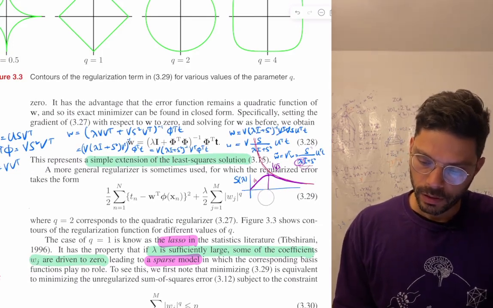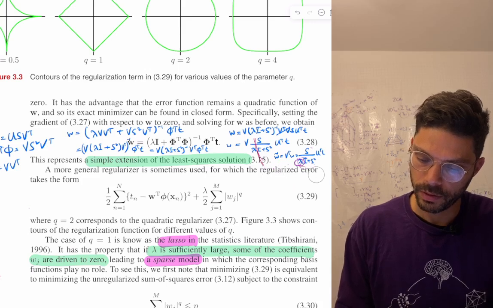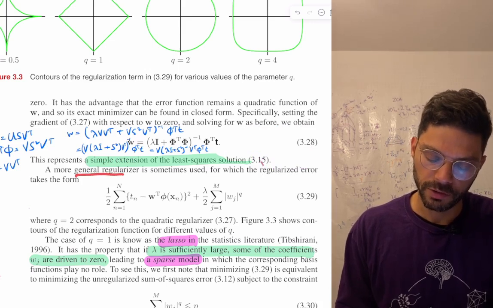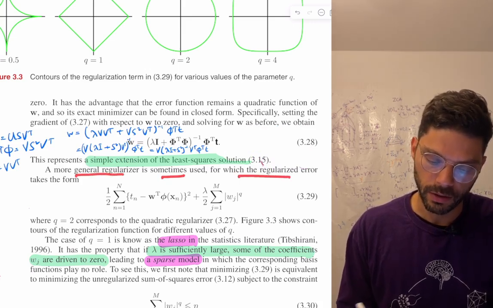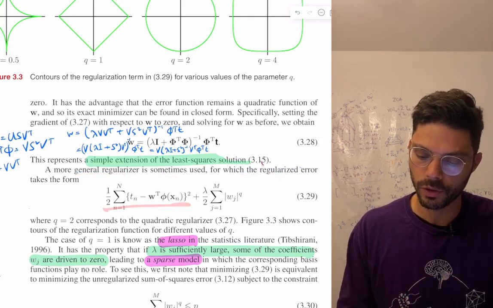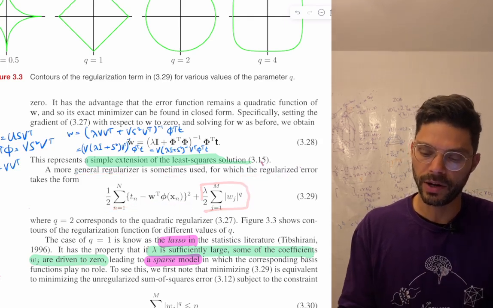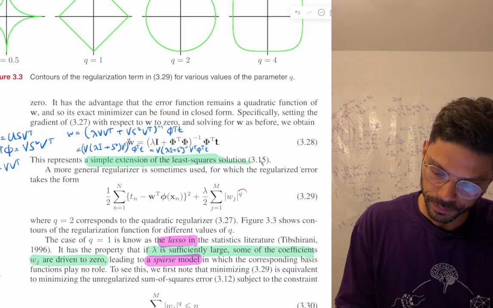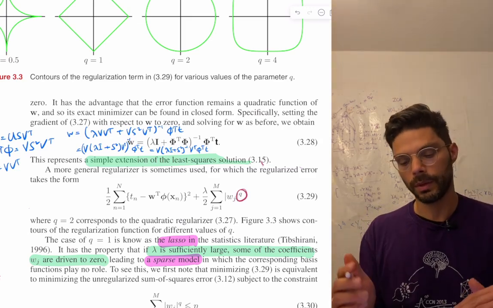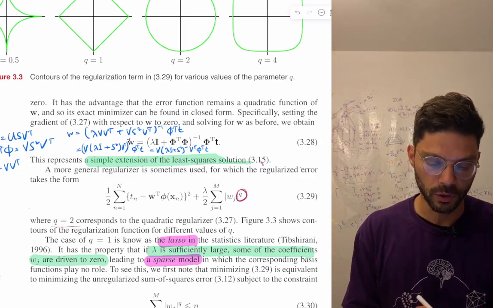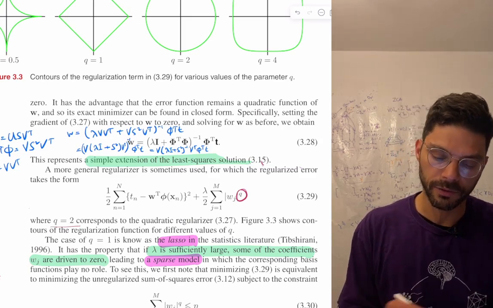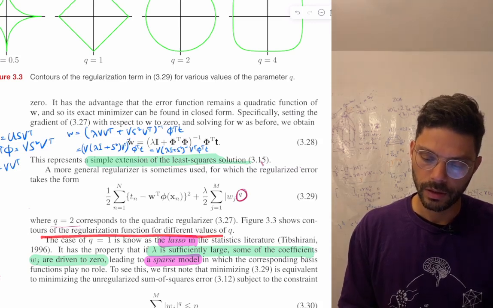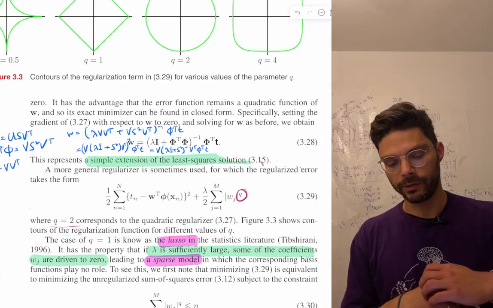Let me erase some of this stuff so we can see a little bit more easily. Okay. A more general regularizer is sometimes used, for which the regularized error takes the form: this is our normal error function, plus, now we're regularizing something, but there's a Q term here. So let's highlight that. There's a Q. Q equals 2 is what we just dealt with, the quadratic regularizer. And figure 3.3 shows contours of the regularization function.